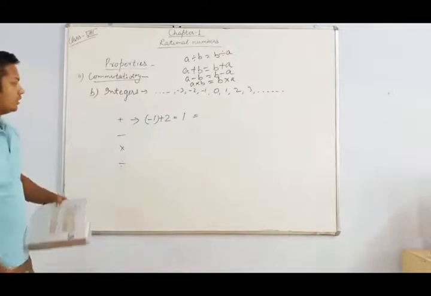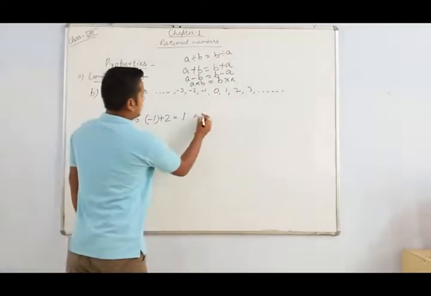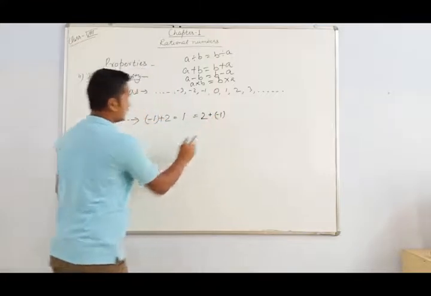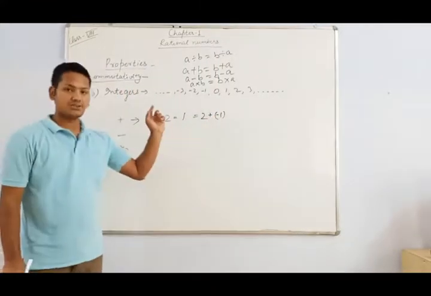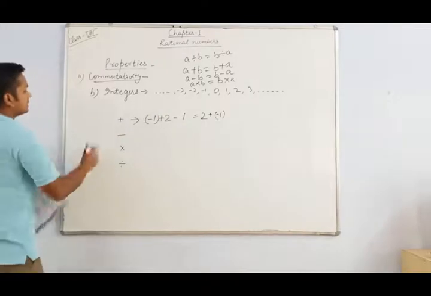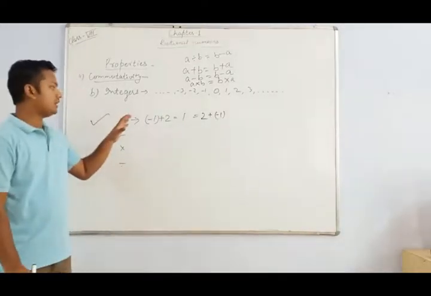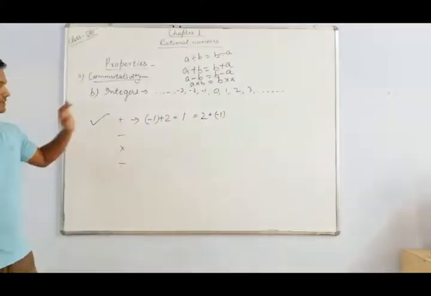Okay students, so now the same thing we will be doing here. So 2 at first and minus 1 at the second place. So it will give you the same answer as 1. So integers commute, or integers hold commutativity, under the operation of addition.